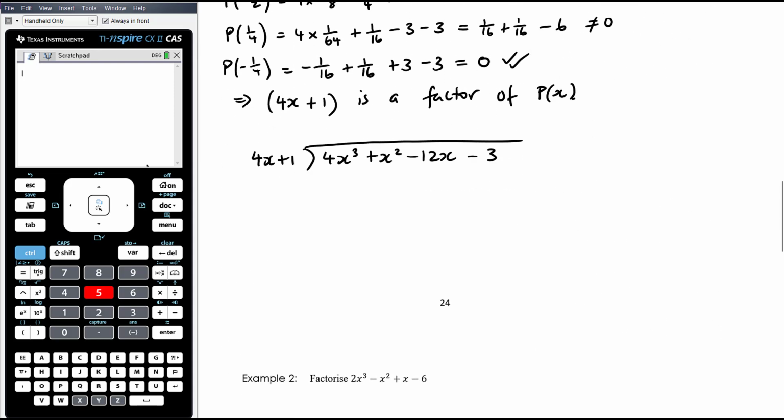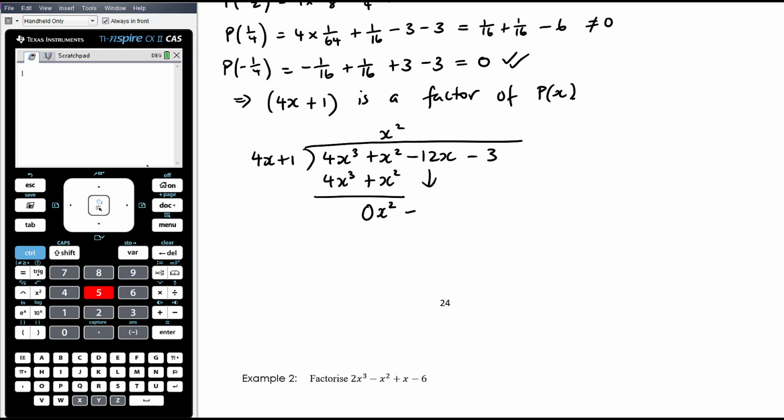Yep. Okay. What do we multiply 4x by to get 4x cubed? Well, that would be x squared. Multiplying x squared by 4x plus 1 gives us 4x cubed plus x squared. Subtract. We actually get 0. I'm going to keep the 0x squared just so I can be clear about what terms I'm dealing with.